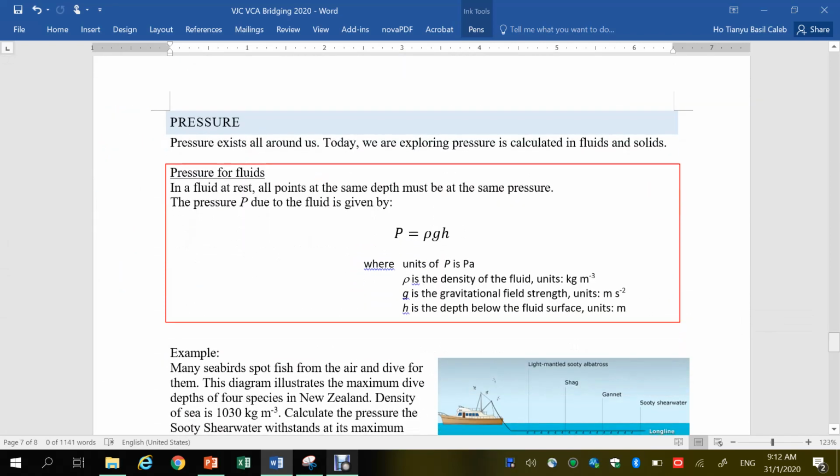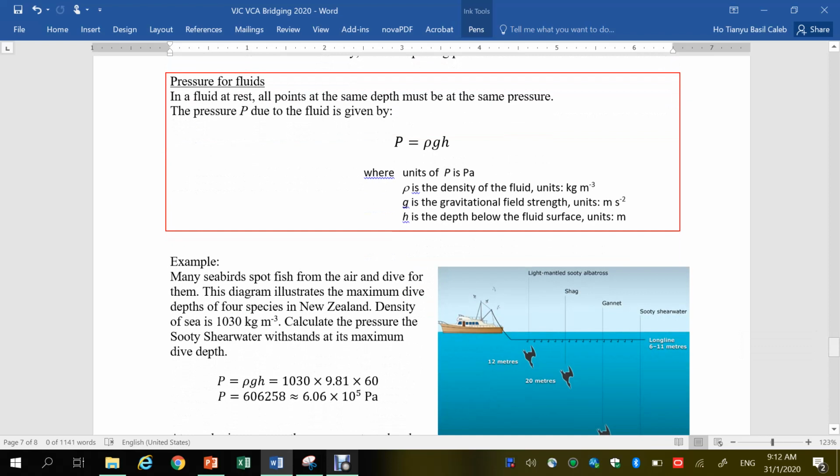Actually, in A levels, there's not much difference of pressure from your O levels. For pressure in liquids, we know that the pressure is equal to the density times g times height. Right? So all you have to do is to find the individual values and plug them in.